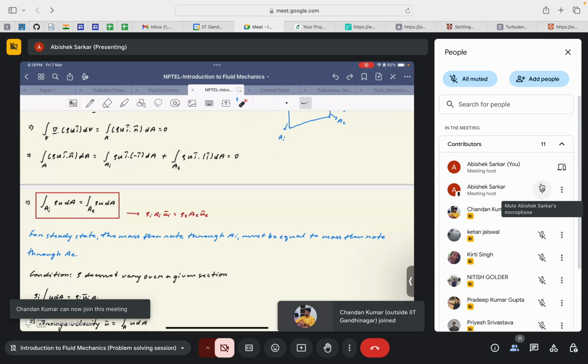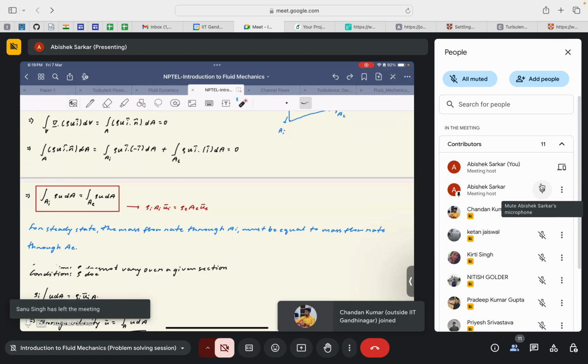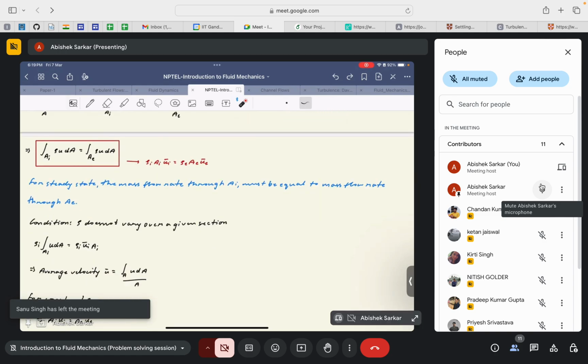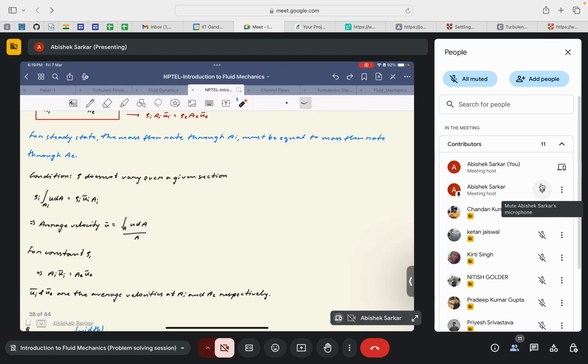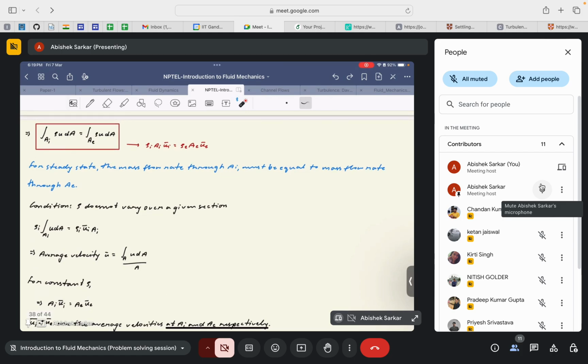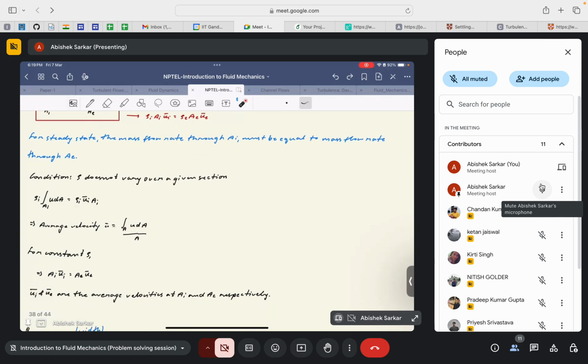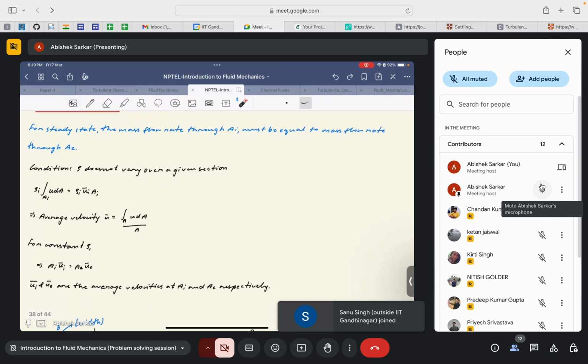And we'll see how we can get the concept of this average velocity. Given that the density does not vary over a given section, we can simplify this integral even further. We can take the density out of the integral. So rho I times the integral of u dA over AI becomes rho I uI bar AI, where u bar can simply be written as the integral of u dA over A. Because these two densities can be cancelled out, the average velocity u bar can be written as the integral of u dA over A.